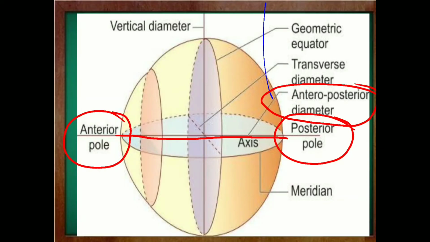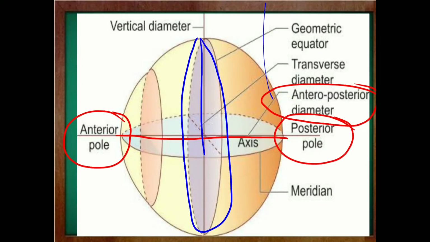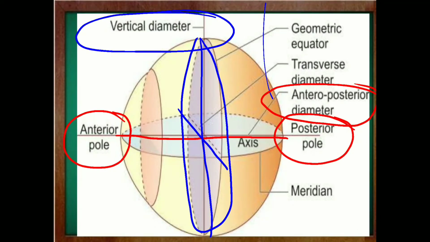As I've already told you about the geometrical equator, which is a circumferential line drawn all around the globe in such a way that the vertical diameter at the level of the geometrical equator is perpendicular to the anterior-posterior diameter and also equidistant from the anterior pole and the posterior pole. So, the vertical diameter of the eye at the level of the geometrical equator is called the vertical diameter of the eye, and the horizontal diameter at the level of the geometrical equator becomes the transverse diameter of the eye.